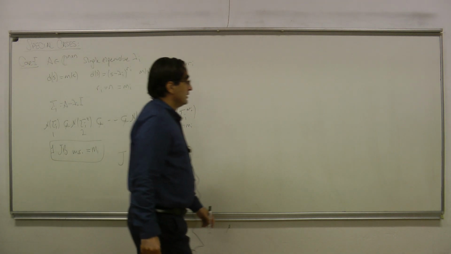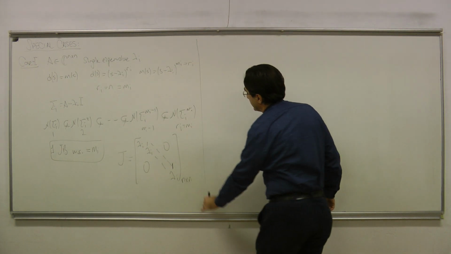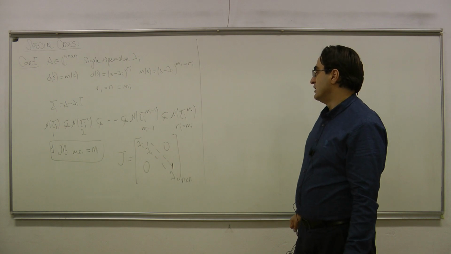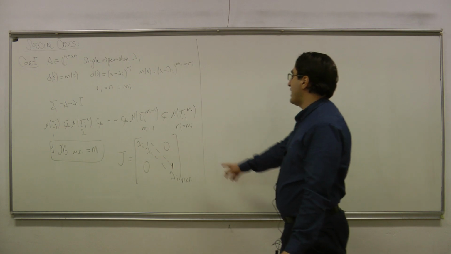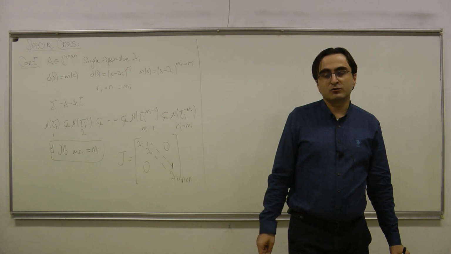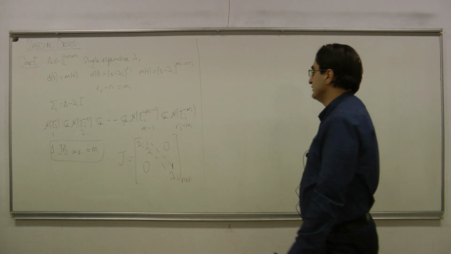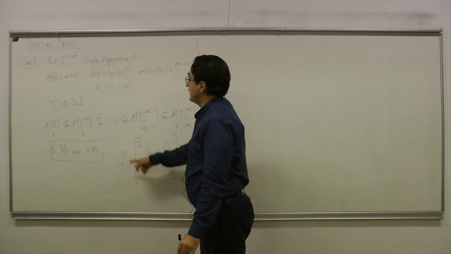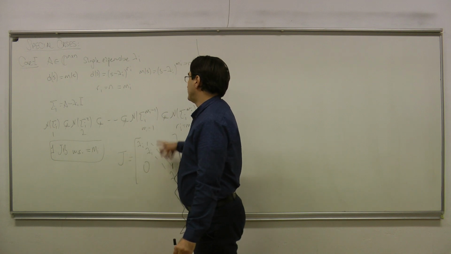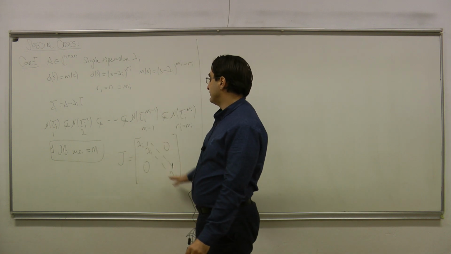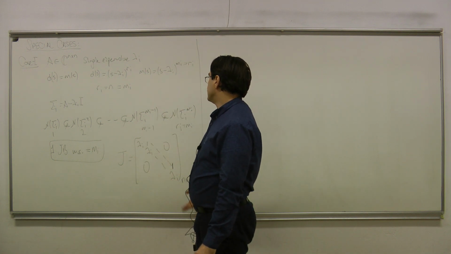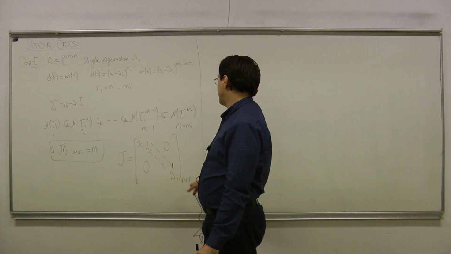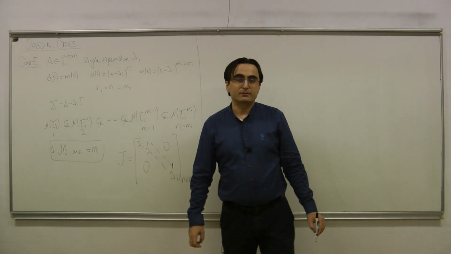All right. So this was the Jordan canonical form of such a matrix, and in this case we know that m_i is the size of the largest Jordan block in the Jordan canonical form. And here the Jordan canonical form has only one block for the eigenvalue lambda_i, and the size of it is m_i by m_i, which is equal to n by n.